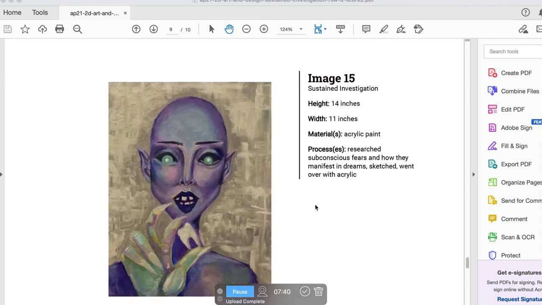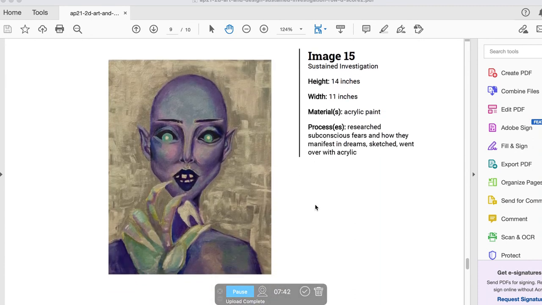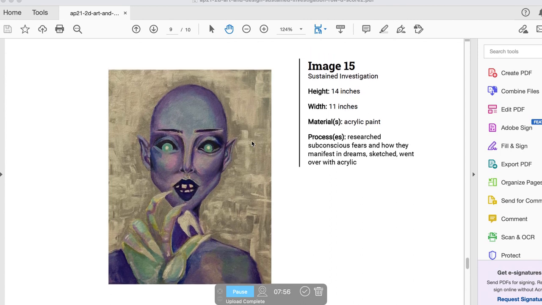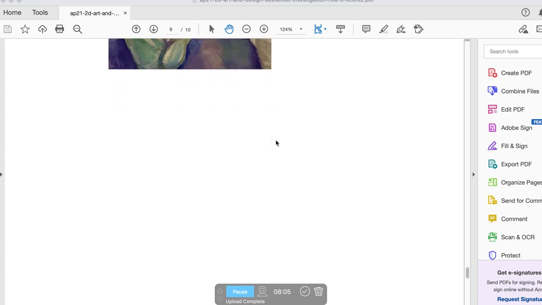And image 15, acrylic paint. Research subconscious fears and how they manifest in dreams, sketched, went over the acrylic. Remember, for materials, you're talking about what you use, but also what surface you are putting those materials onto. You want to get as specific as you can, especially if those materials help in the previous row that we looked at, help in making some of those connections.